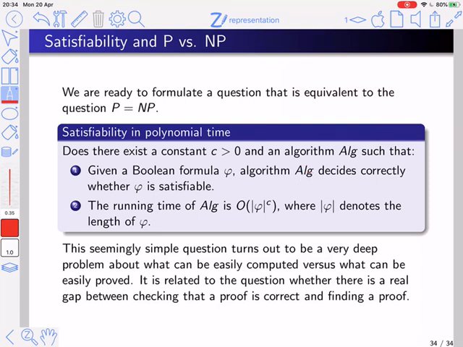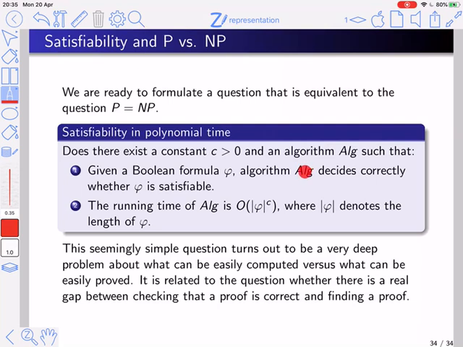Okay? We want the running time of the algorithm to be polynomial in the length of phi. So we denote the length of phi by absolute value of phi. This can be defined to be the length of the string that defines phi, or if you wish, the number of nodes in the parse tree of phi. Either definition is good. And we want the running time of the algorithm to depend polynomially on the length of phi. And the exponent of this polynomial, c, must be, of course, a constant. Okay? So this is the question.